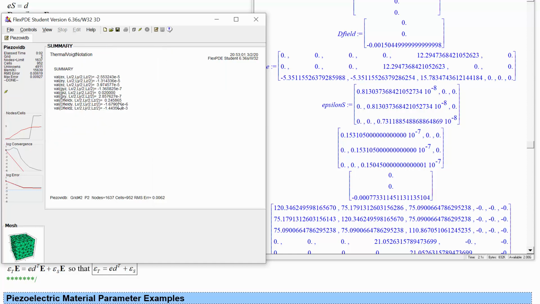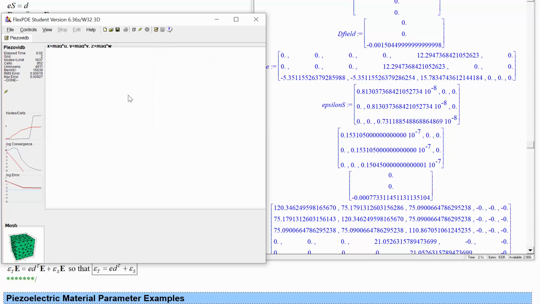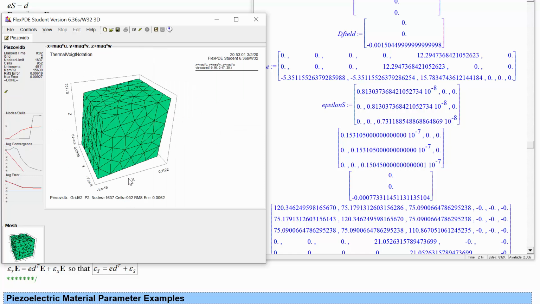So with that applied, we now have a very large D field in the X direction by the now guaranteed XZ shear that we've forced this thing into.